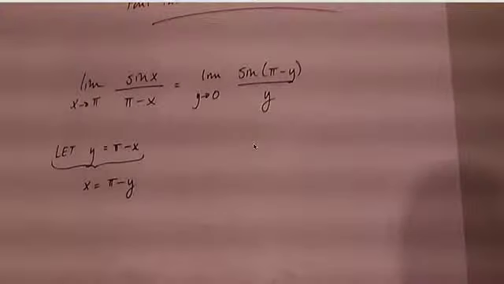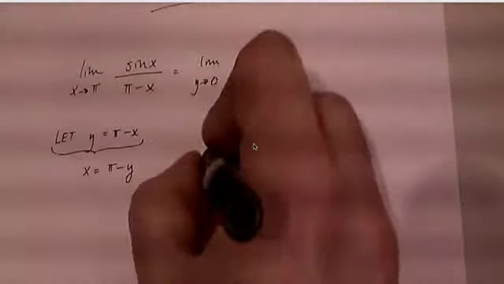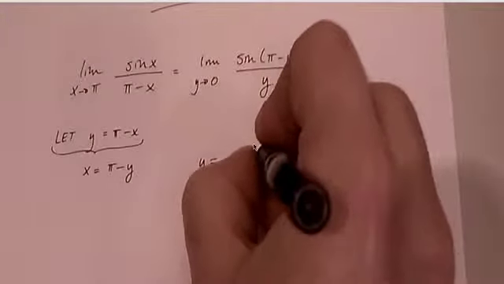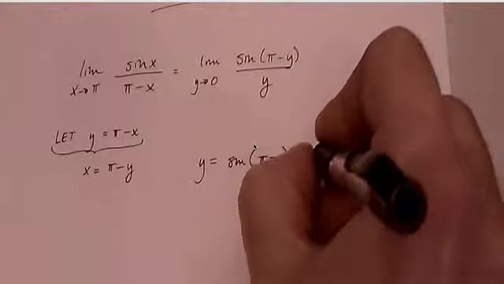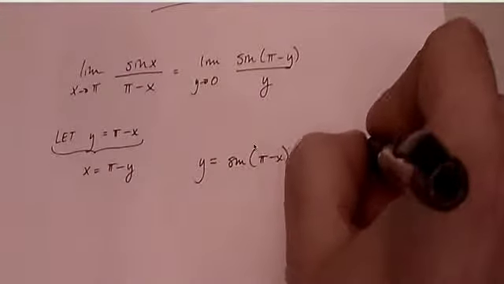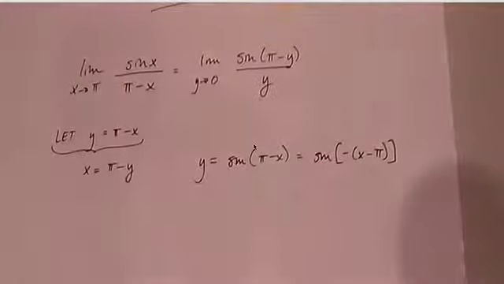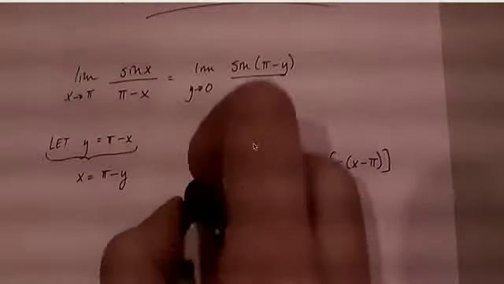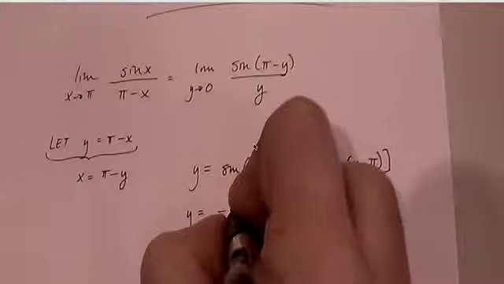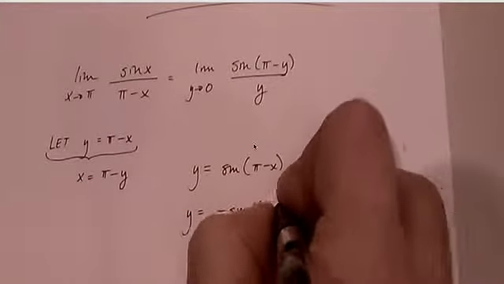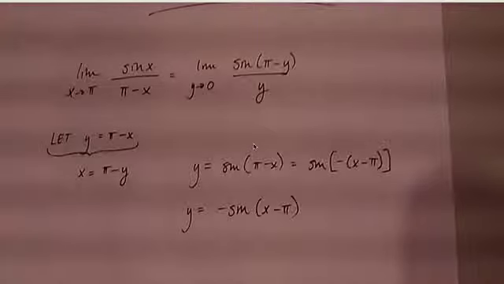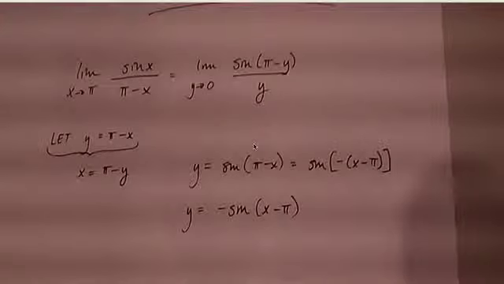Now, I could use sum and difference identities, or I could just remember my transformations, right? If you have y equal to sine of pi minus x, isn't that equal to sine of negative x minus pi? If you just factor out the b value, remember the b value in terms of transformations? And of course, since sine is odd, I can pull that negative out in front. Well, I don't actually pull the negative out in front, but you understand what I'm saying because of odd identities. It's an odd function, right?